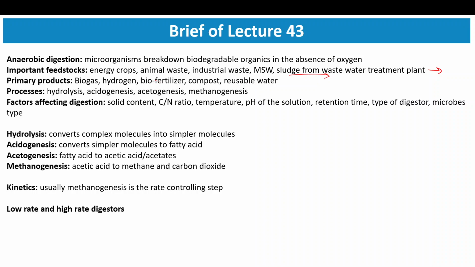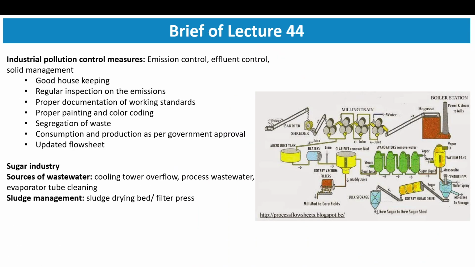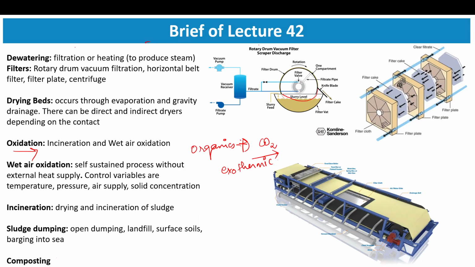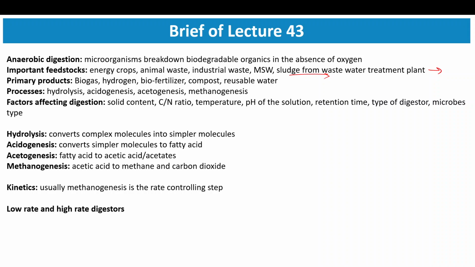Okay. And when you add the microorganisms to the sludge, there are different steps which are followed. First is hydrolysis, which converts the complex molecules into simpler molecules. Okay, so that is the first. For example, there are polymers with longer chains. Those longer chain polymers can be broken into monomers, dimers, or so on. So they can be converted into simpler molecules.